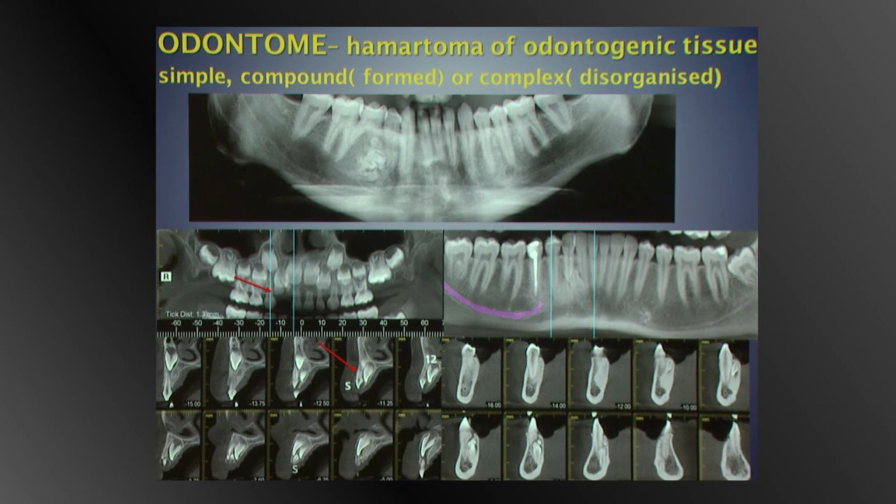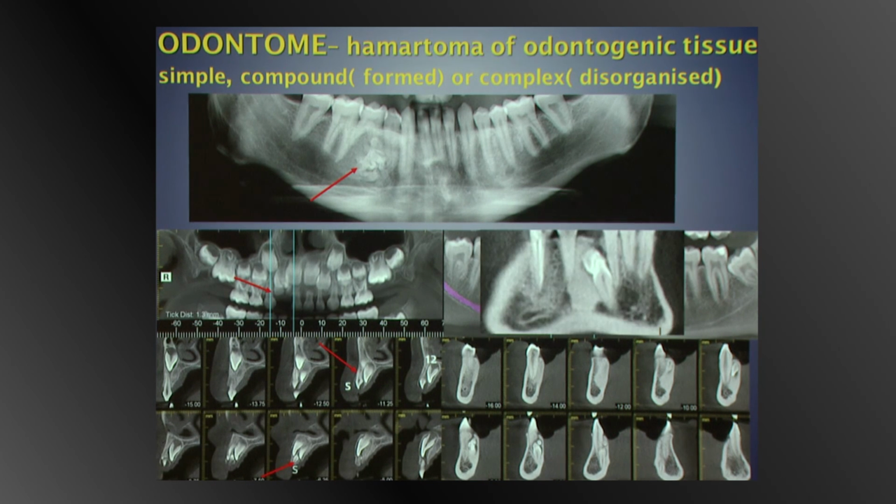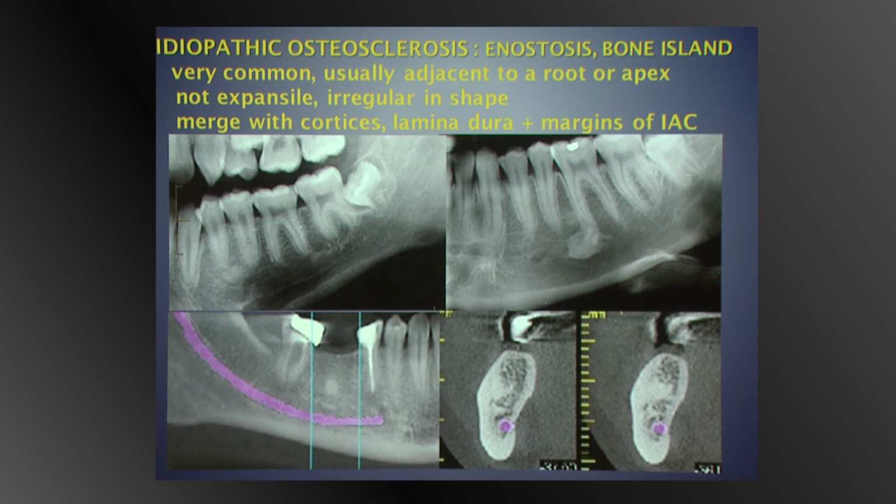It looks a bit like an ovarian teratoma, doesn't it? There's a half compound, half complex, or it's two supernumerary teeth with a bone island or enostosis by the side of it. It really is fun trying to classify these things.